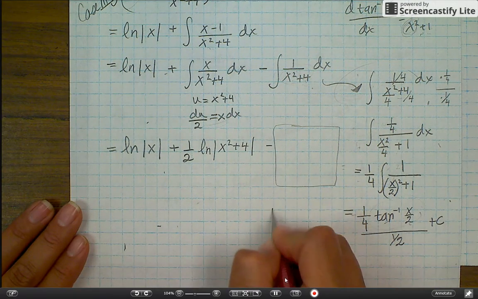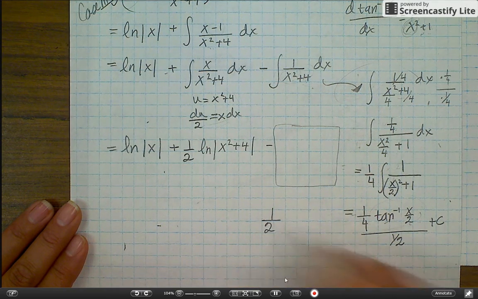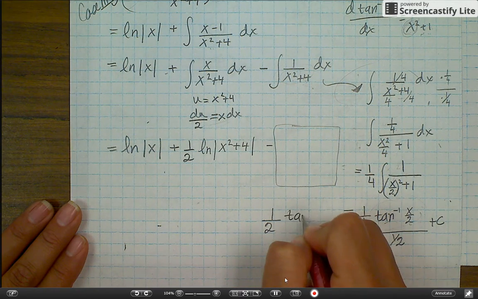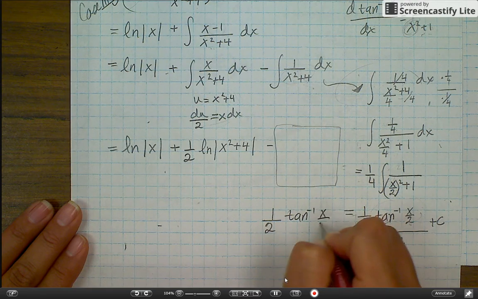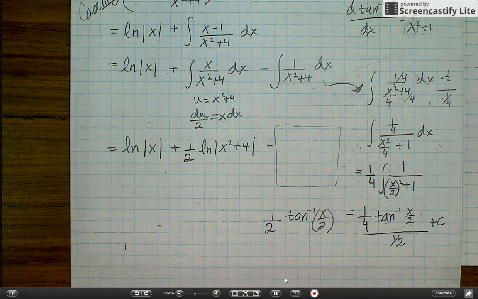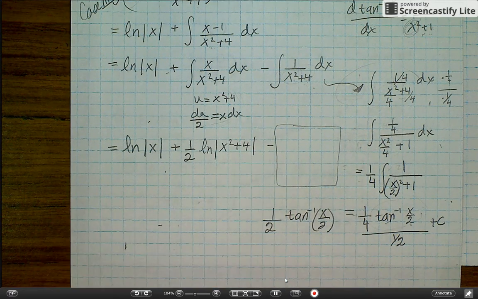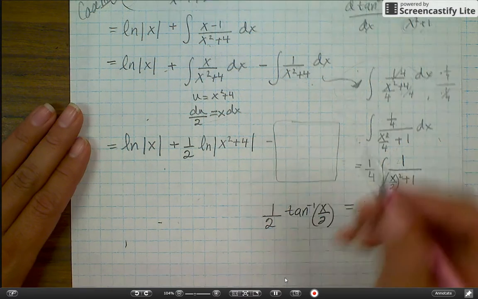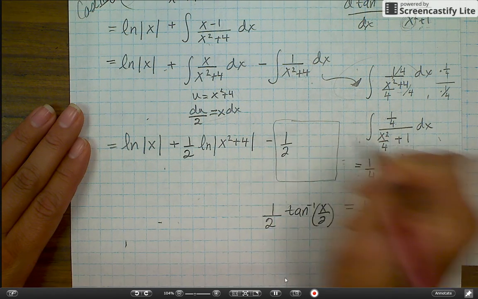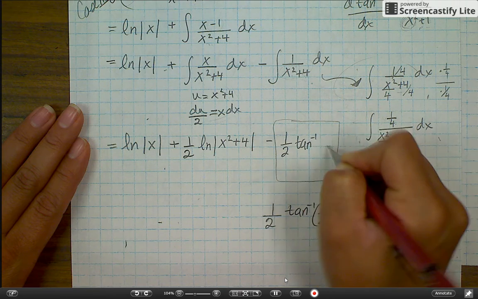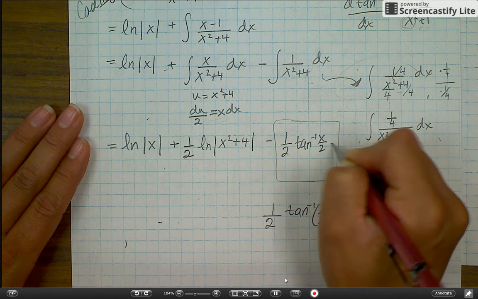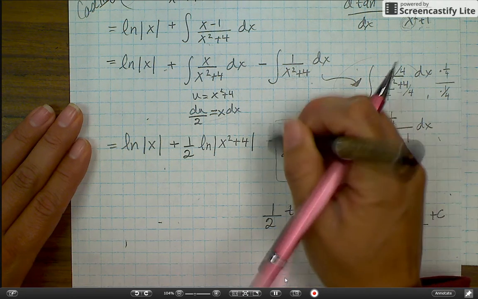And so what would I end up with then? I would end up with 1/2 tangent inverse of x over 2. That is what I would have. And so therefore that is the antiderivative of that portion right there. So this is going to be 1/2 tangent inverse x over 2 plus c. And I'm going to get rid of that box.